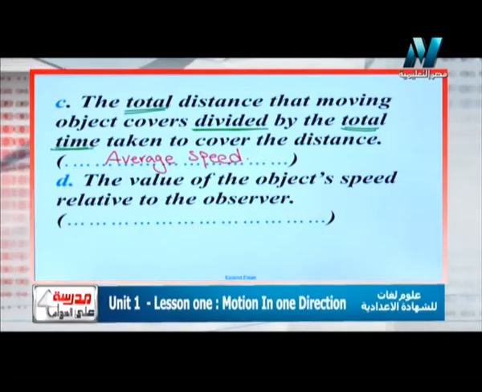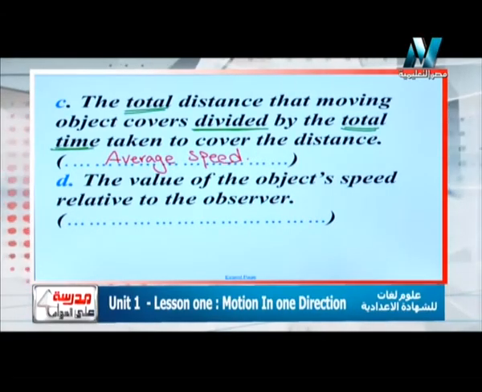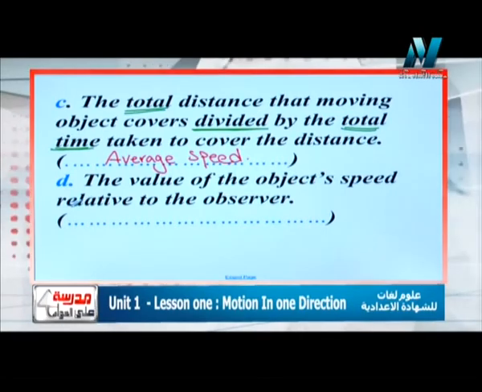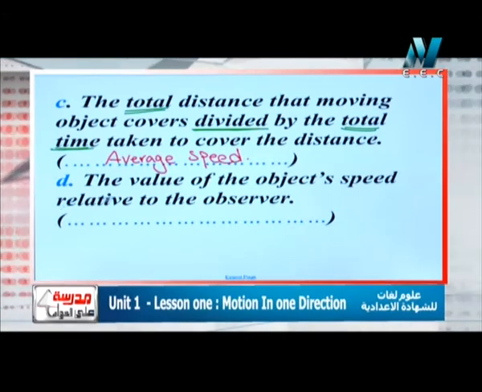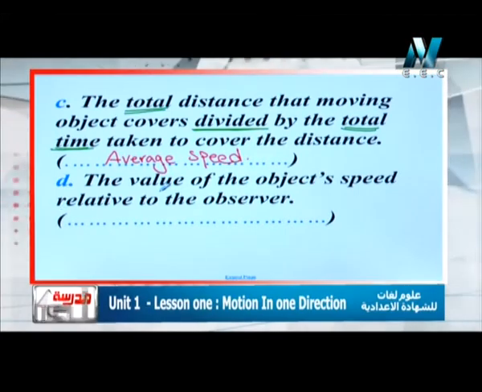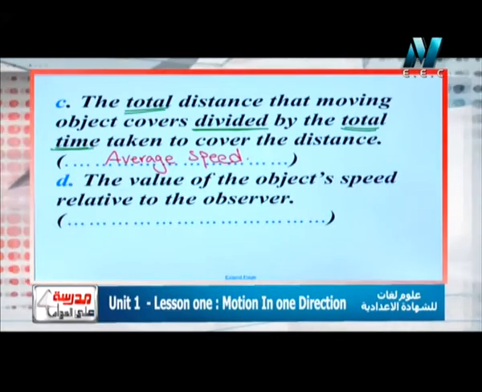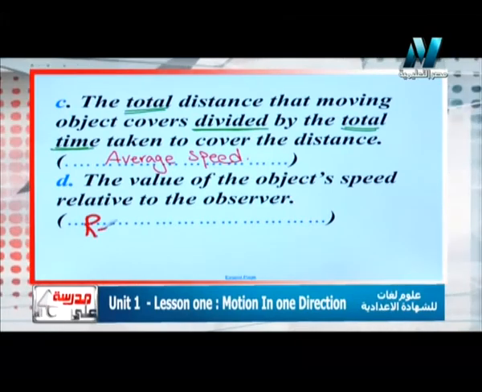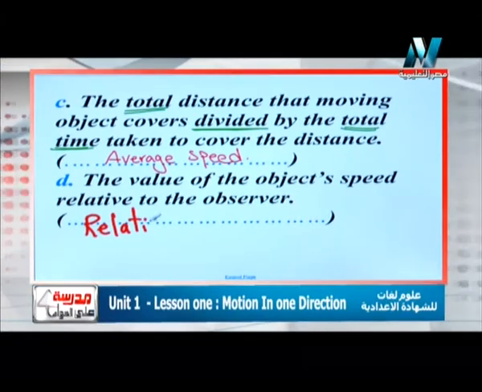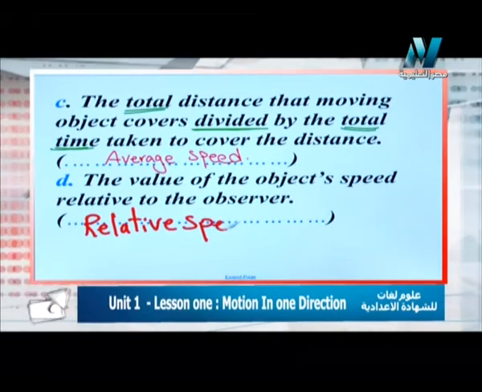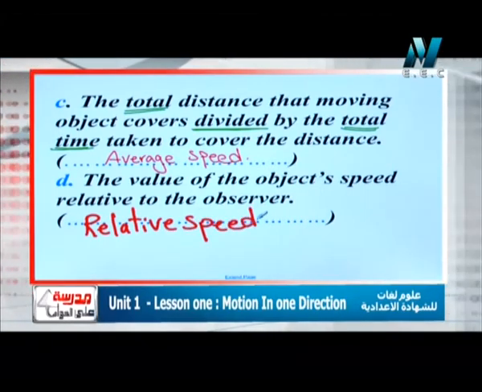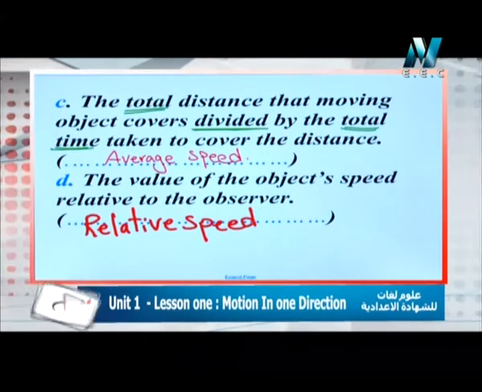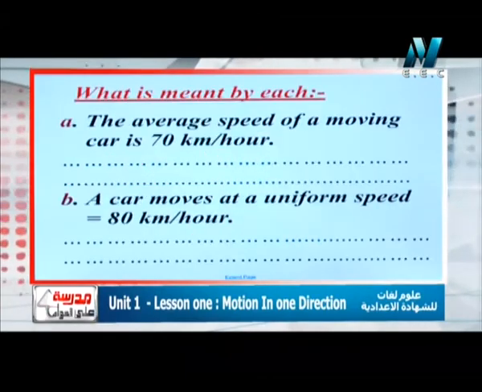Okay. The next question is: the value of the object's speed relative to the observer. So we talk about, yes, relative speed. If the objects are in the same direction, we make subtraction. If the objects are in the opposite direction, we make summation.